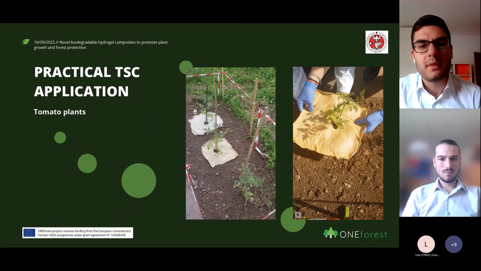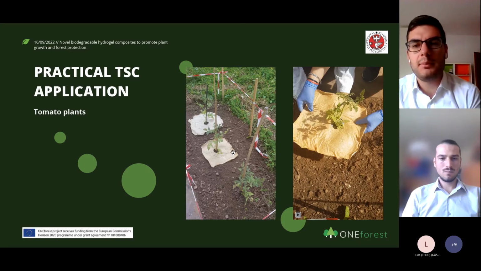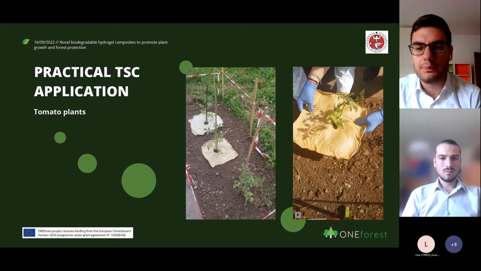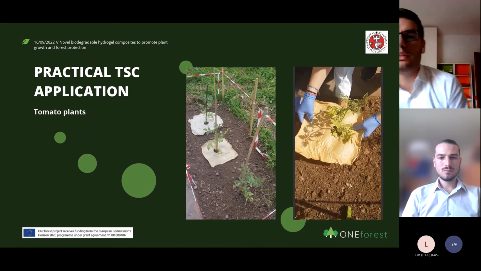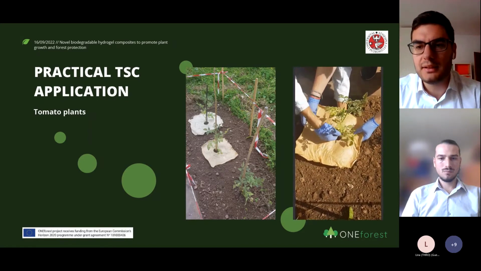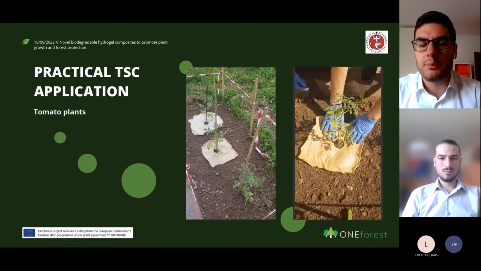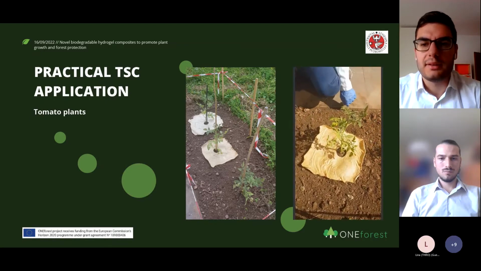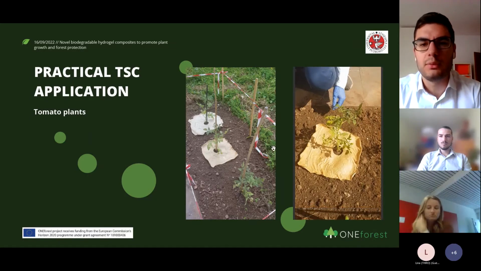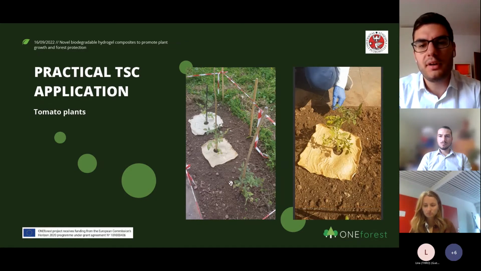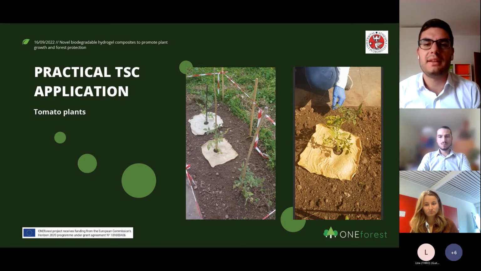In particular, we planted 3 different tomato plants in a garden near our laboratory, and 2 of them were planted with the topsoil cover. So as you can see from this video, here it is displayed how the topsoil cover was applied to the plant, and it is supposed to protect the plant during its growth. This experiment was done mainly to make a comparison between the plant with the topsoil cover and the plant without anything, to understand how the topsoil cover behaves with the plant and with the soil.